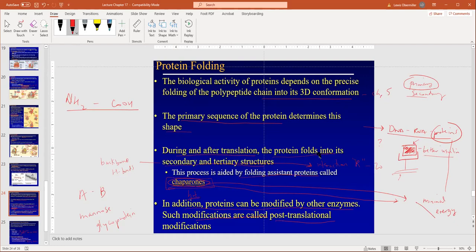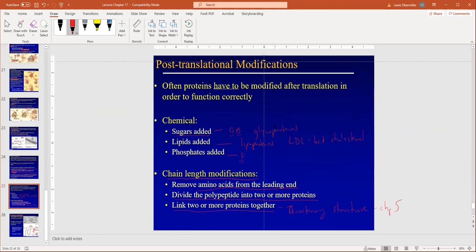After translation, the protein folds into its secondary and tertiary structures. We talked about chaperones. They can help fold it into that right shape. And then once it's all folded, we can change the shape even further by post-translational modifications. So after translation, we can add sugars, and that makes glycoproteins. We can add lipids, and that makes lipoproteins. We can add phosphates, and you guys know that this comes from ATP, and it changes shape. We talked about this in all of chapter 8.